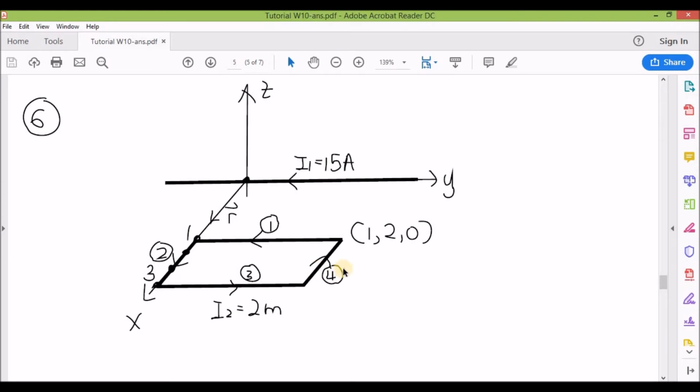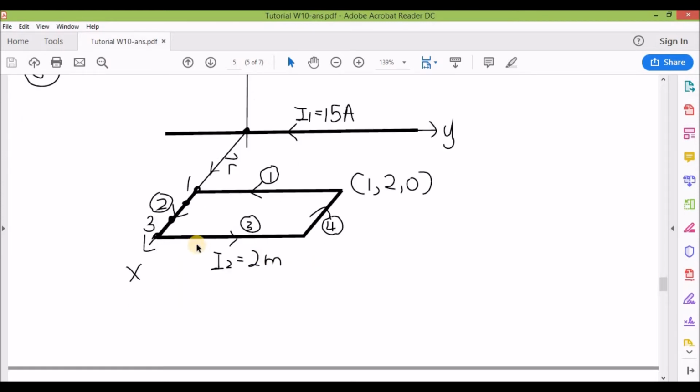Side 2 and side 4. Sorry, it should be 2 and 4. So 2 and 4 are located in these directions, so their magnetic field B will be different at every point. This point, this point, this point, and this point, all of them will have different values of B, because they are at different distances from the source. Since I1 is different, they will have different values of B.